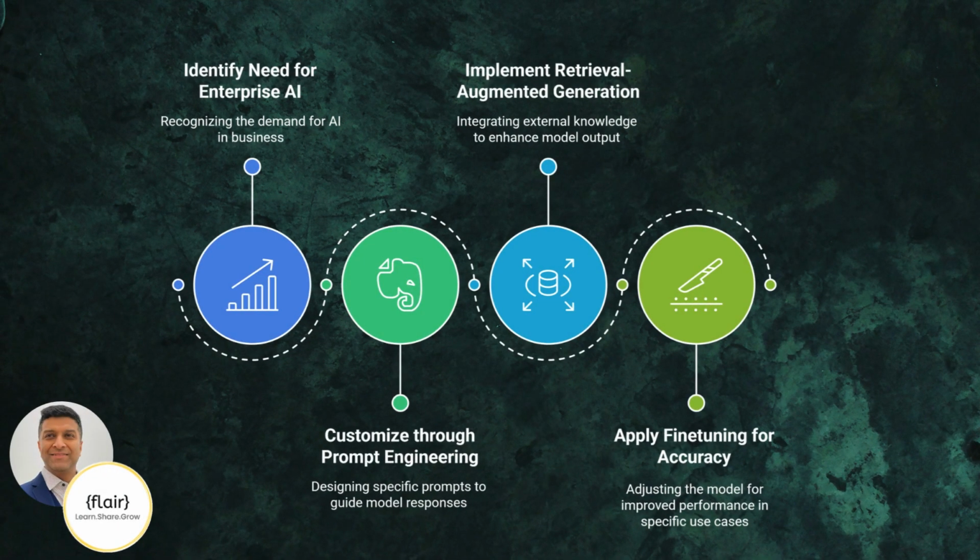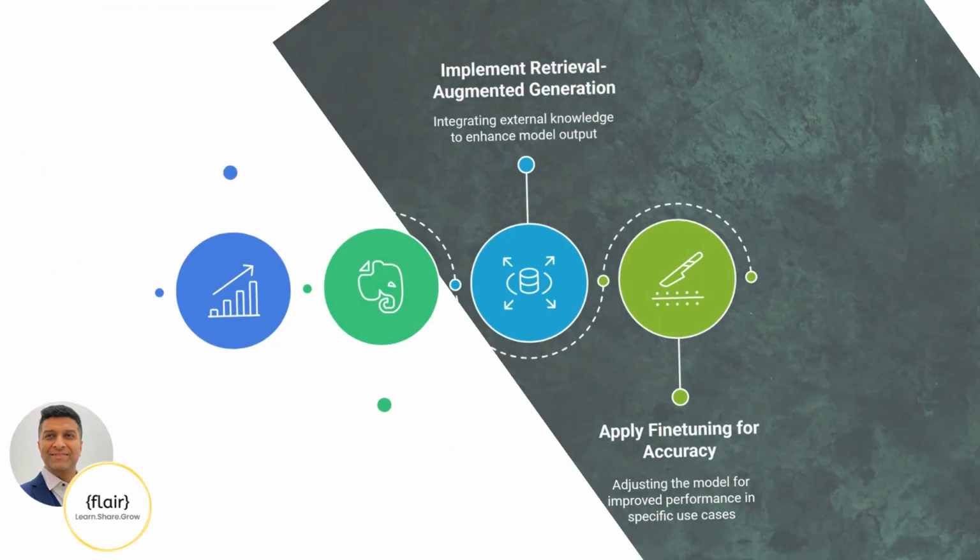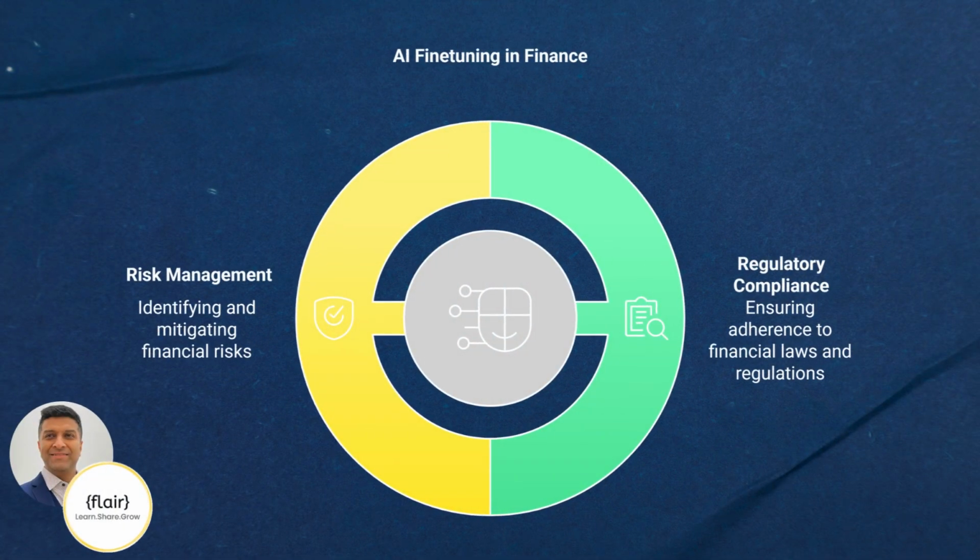Building enterprise AI solutions requires more than just fine-tuning a foundation model. Key techniques include customization through prompt engineering. Carefully crafted prompts improve model responses. Retrieval augmented generation enhances models by fetching external knowledge, and fine-tuning for specific use cases improves model accuracy for industry applications. For example, finance AI tools must be fine-tuned to handle regulatory compliance and risk management tasks.